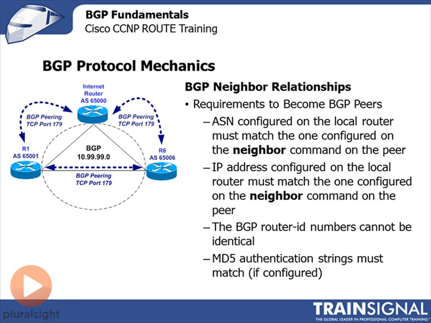Now, if you're just using the peering IP, for instance, 10.99.1 and 6 respectively, then it's not likely to be a problem. But just keep that in mind. If you're using neighbor authentication, you have to make sure those strings match. It's the same as with the other protocols we looked at. So these are some requirements, or the BGP neighbor relationship establishment will fail.